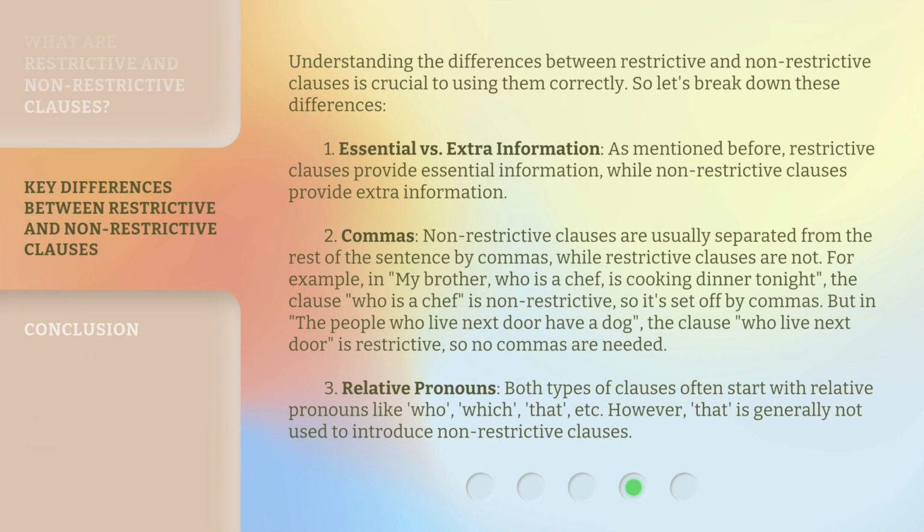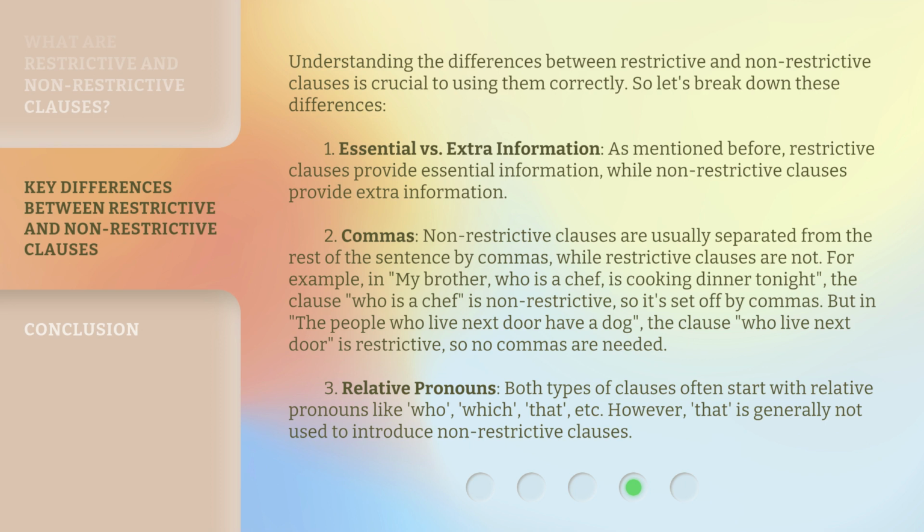Understanding the differences between restrictive and non-restrictive clauses is crucial to using them correctly. So let's break down these differences. 1. Essential versus extra information. As mentioned before, restrictive clauses provide essential information, while non-restrictive clauses provide extra information.